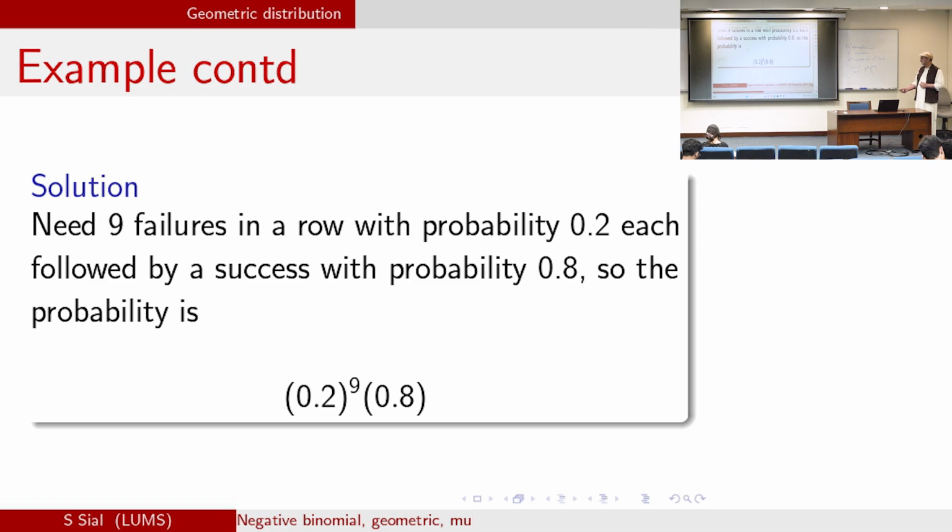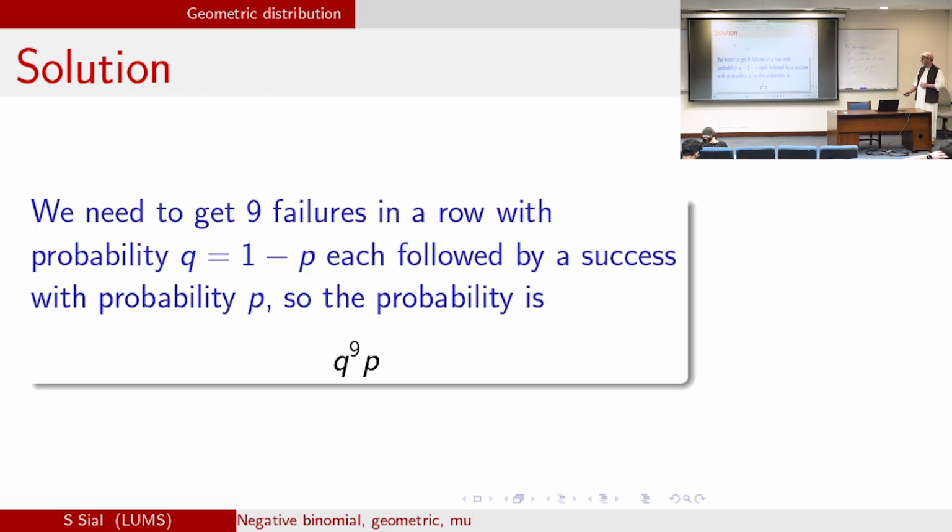Okay, so if we're writing p as the probability of success and q as the probability of failure, q to the 9 times p.